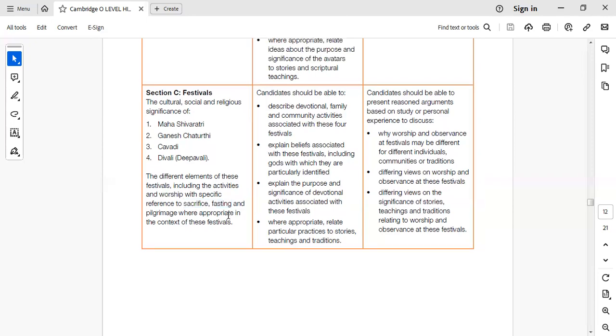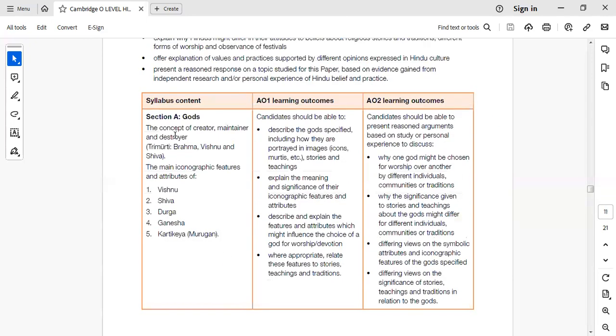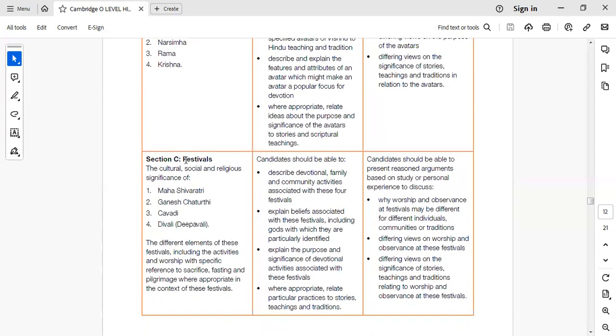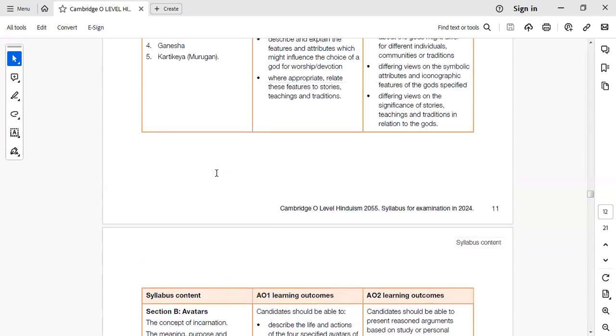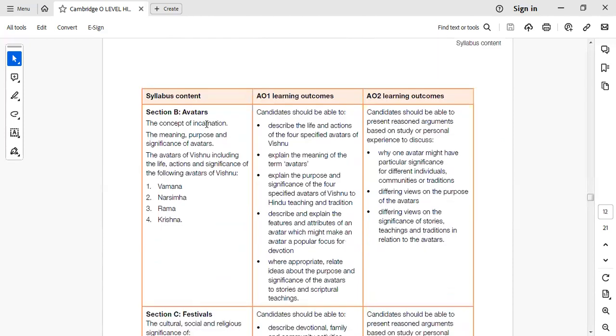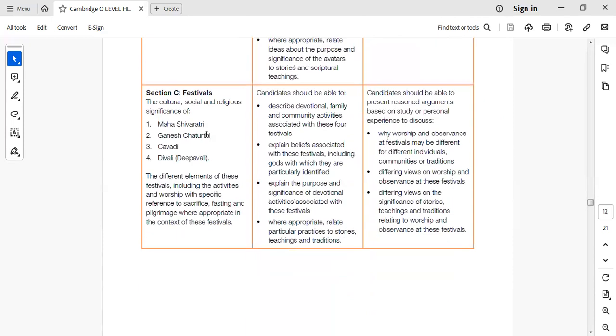Okay, so this is paper 1. Paper 1, you have section A about the gods, section B about the avatars, and section C about the festivals. You'll have to answer 1 question from section A, 1 question from section B, 1 question from section C, right?